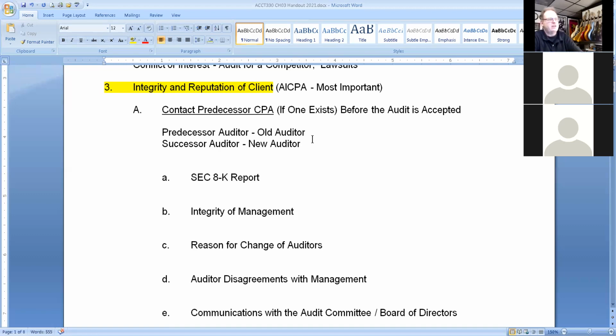Okay, so here's the terminology that they always use. The predecessor auditor is the old auditor, and the successor auditor is the new auditor. So if you're looking at this as a new client, you are the successor auditor. It's your job to contact the predecessor auditor.